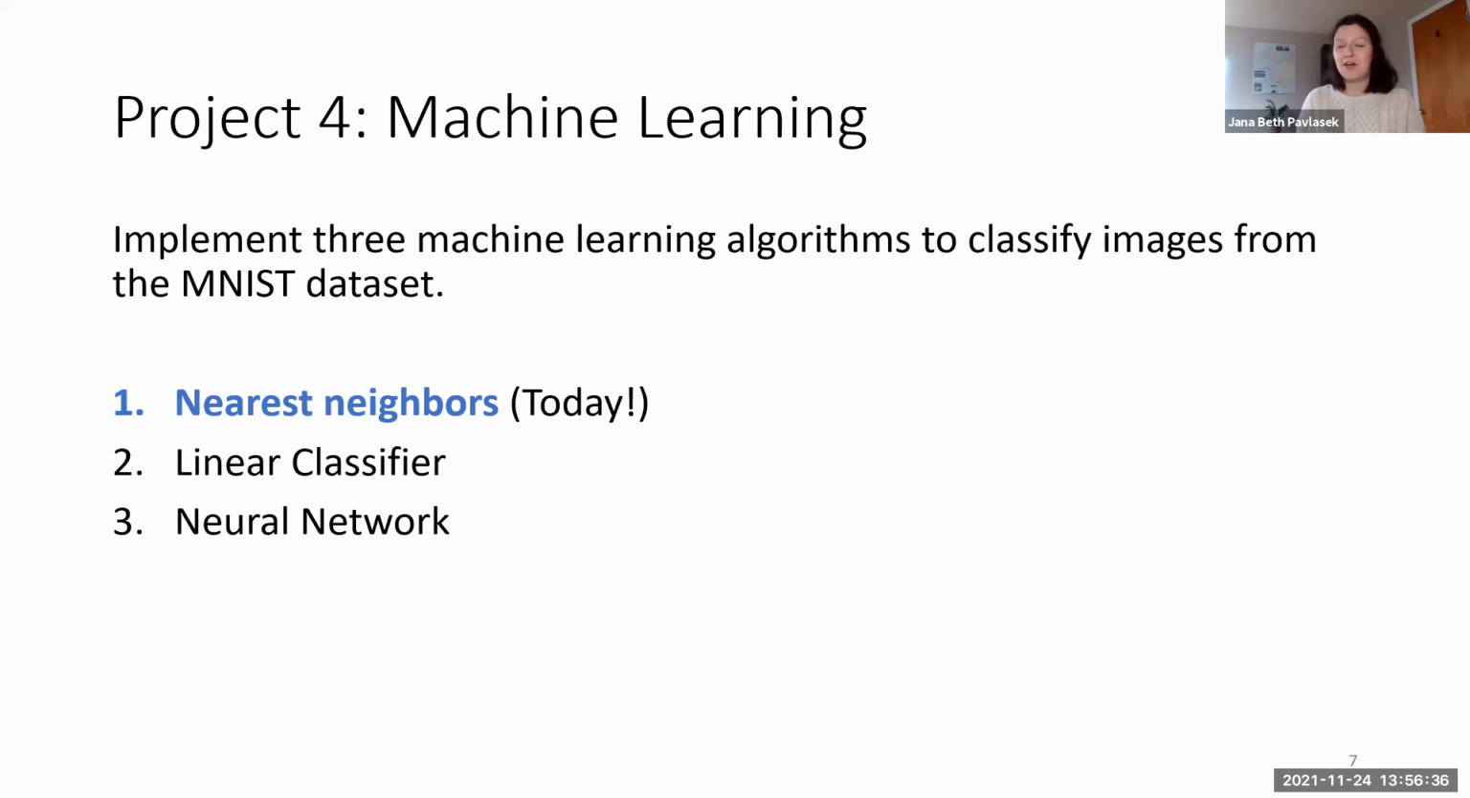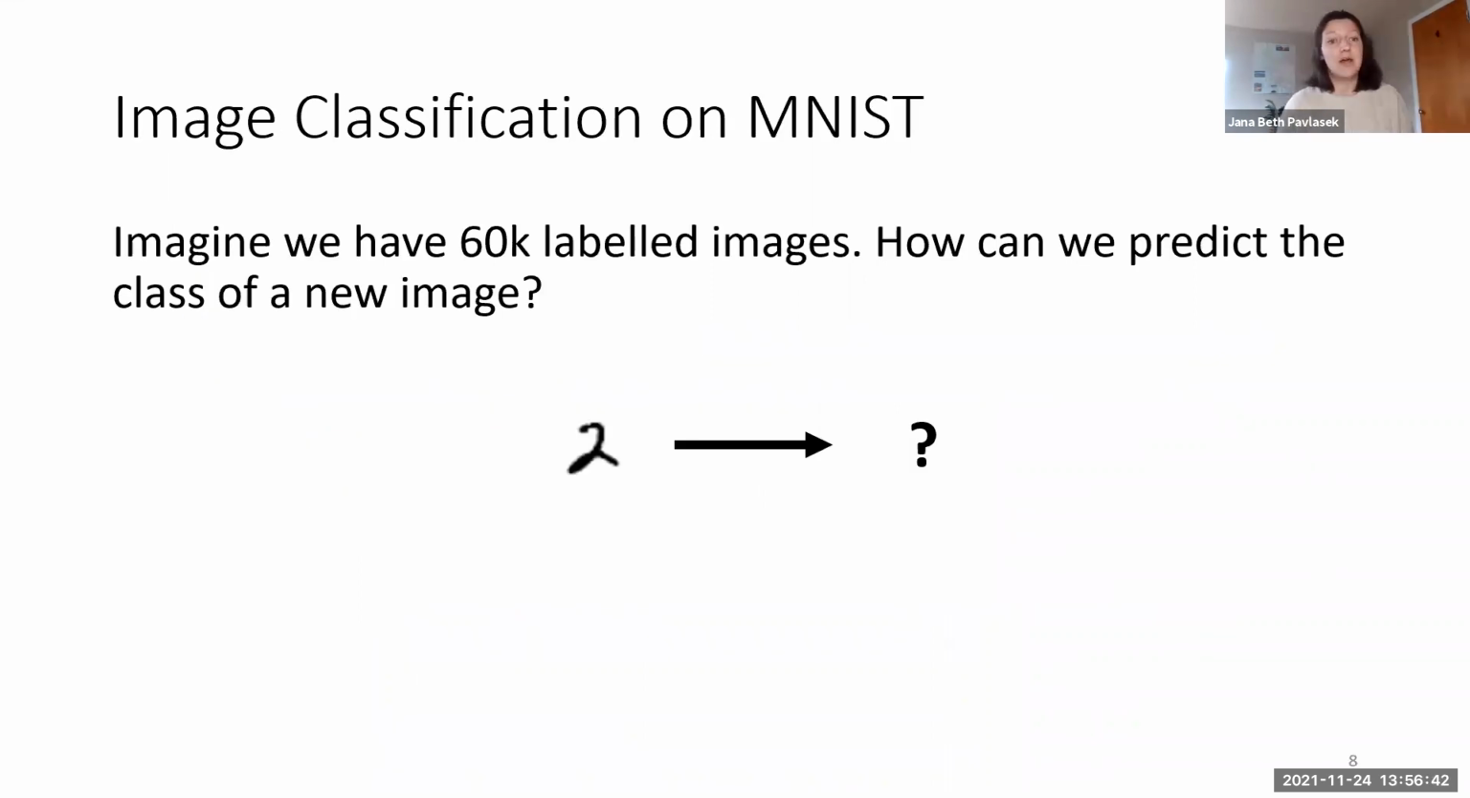Okay, so today we're going to be talking about the first of the algorithms that we'll implement, which is nearest neighbors. Imagine that we have 60,000 labeled images of the type that we have in MNIST. How can we predict the class of a new image? We're given this image. We can tell that this is the character 2, but how could we write an algorithm so that our computer can predict the class of this image?